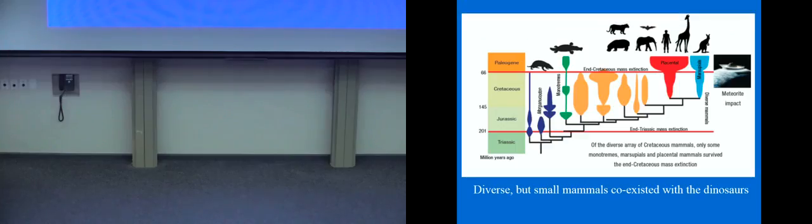But as we all know, eventually, a meteorite struck the Yucatan area, the present-day Yucatan, and basically wiped out the dinosaurs. That was the end of Cretaceous mass extinction. And what's interesting about that event is what this diagram shows you. Here's the Triassic to the Jurassic, Cretaceous, and the Paleogene. And what this shows you is that you have a huge diversity of mammalian forms during this Jurassic Cretaceous period.